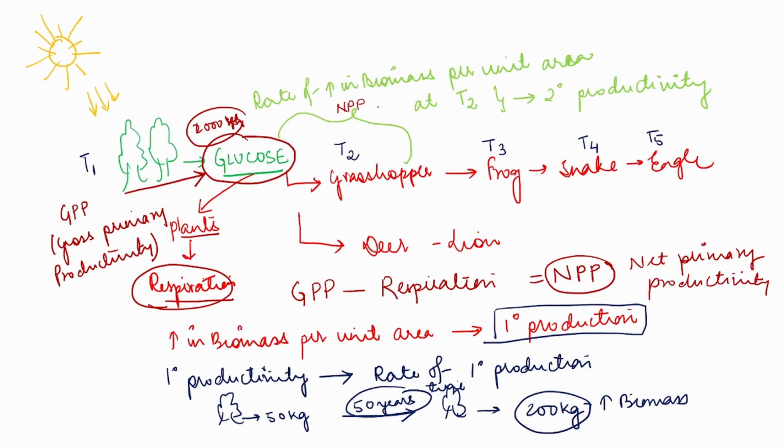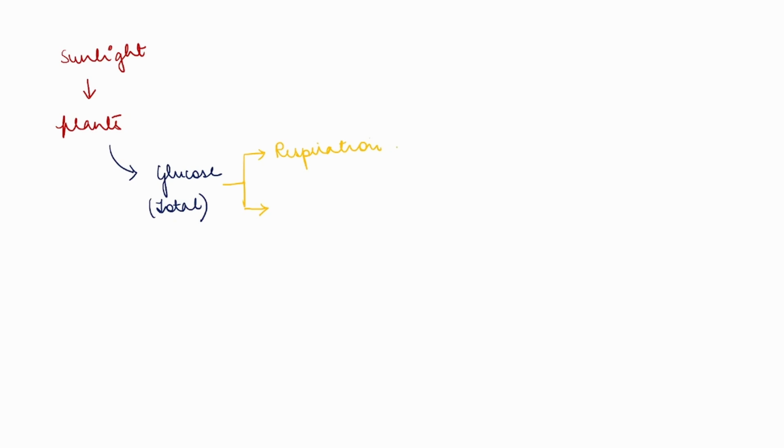So this is net primary productivity. Clear? So what we have seen is, sunlight will be utilized by plants. What will plants do? It will produce glucose. Suppose this is the total glucose produced. Now what will happen to this total glucose? It will divide into two types. How many types? Two types. Some amount of glucose will be utilized by plants for respiration, and some will be available to consumers, that means other organisms dependent on plants.